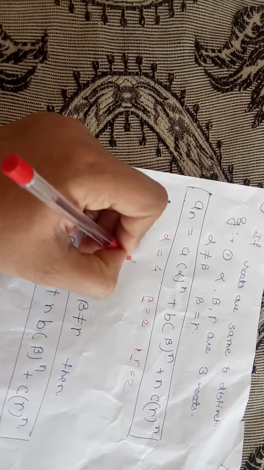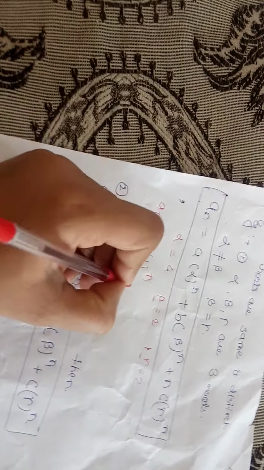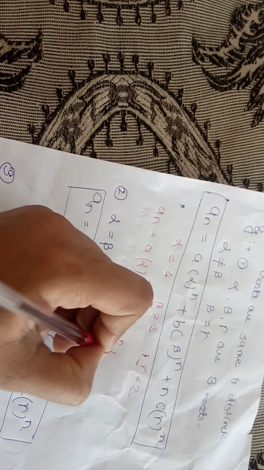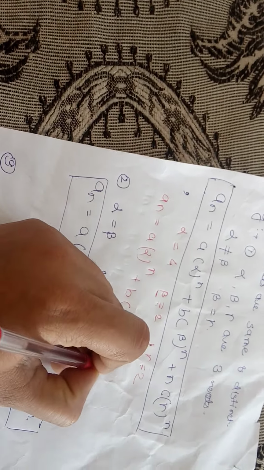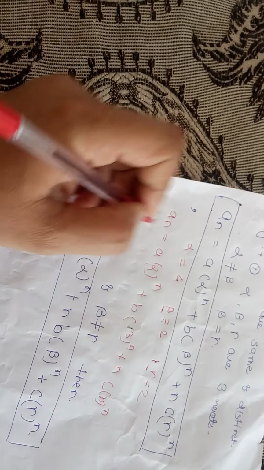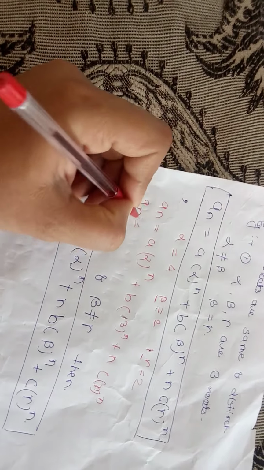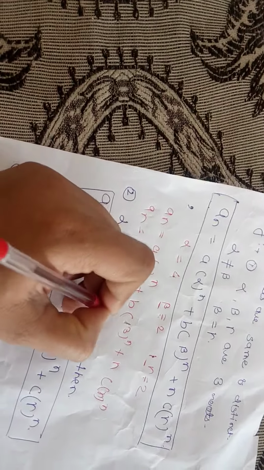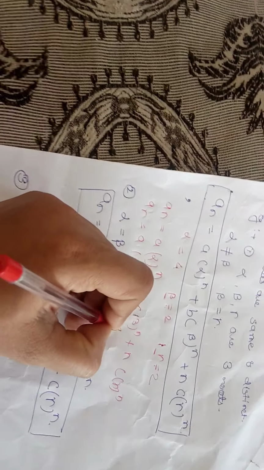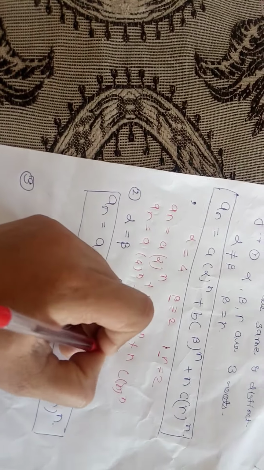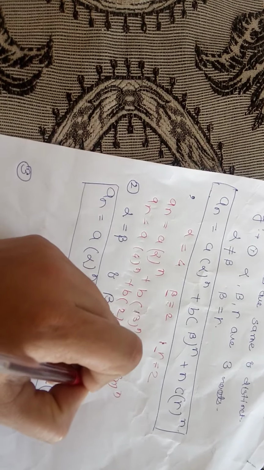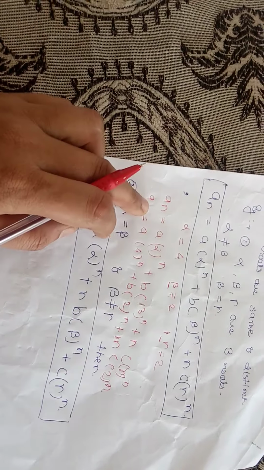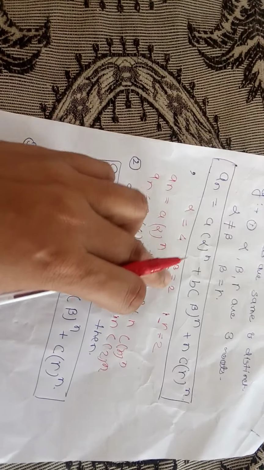A of n is equal to a into alpha to the power n plus b into beta to the power n plus n into c into gamma to the power n. Fine. So a of n is equal to a into alpha value 4 to the power n plus b into beta value 2 to the power n plus n into c into gamma value 2 to the power n. So this is my resultant equation for alpha, beta and gamma.